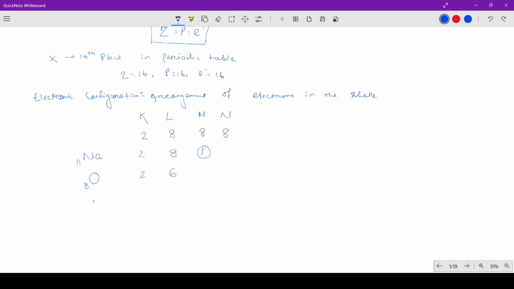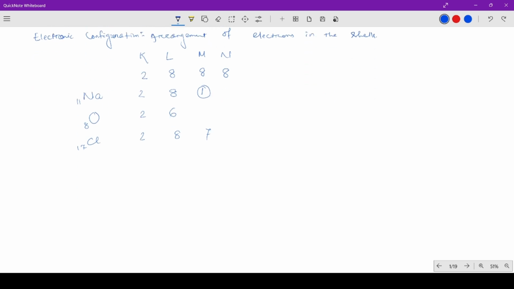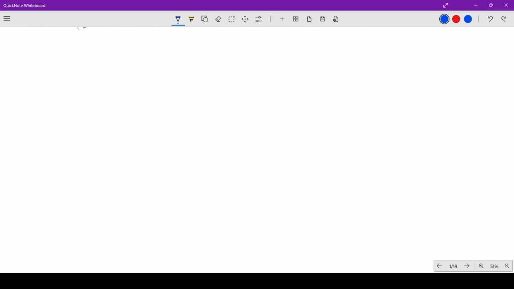Okay, similarly for chlorine the atomic number is 17. So the electronic configuration will be 2, 8 and 7. So this is what the concept of electronic configuration is. From this concept we can find out the valency. Hope you are able to understand it. It is a revision class, so I am writing it to the point.